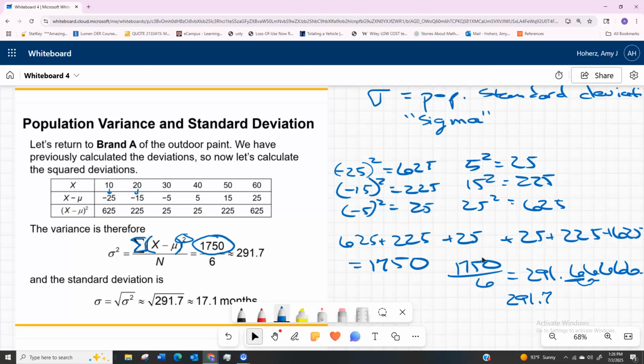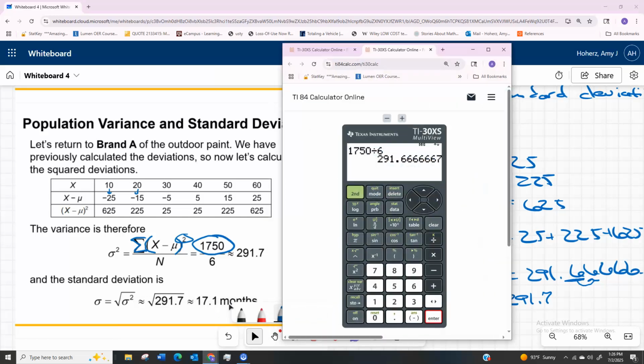However, leave that number on your calculator. Don't take that off of your calculator. Remember, whenever possible, we want to not round anything until the very end. So I can go ahead and write that down for my answer for the variance, but I'm going to leave it in the calculator so that I can use it for the calculation for the standard deviation.